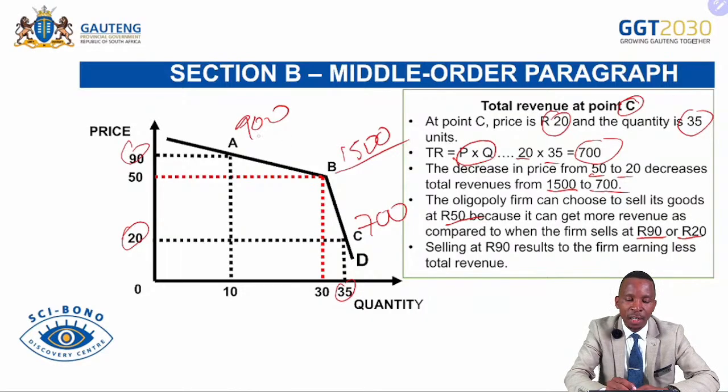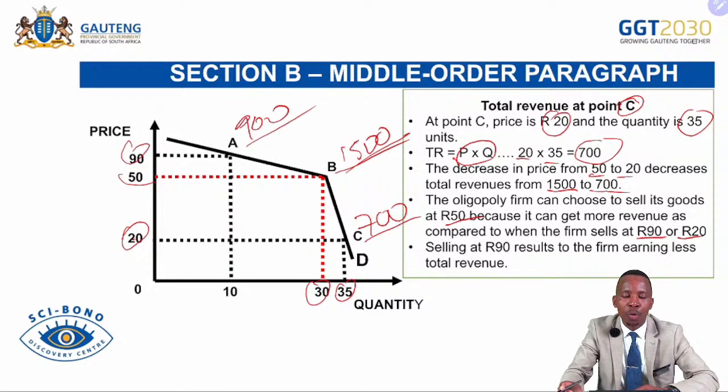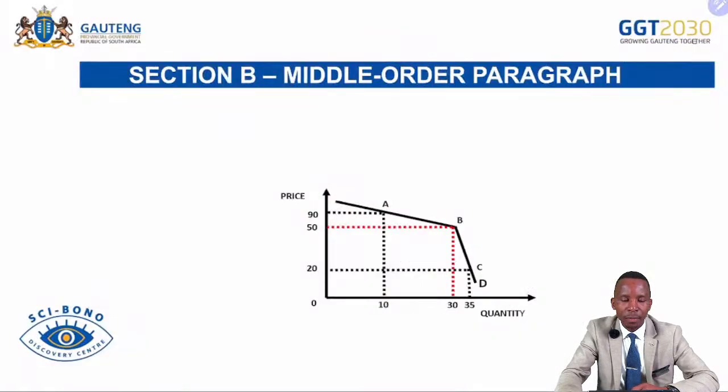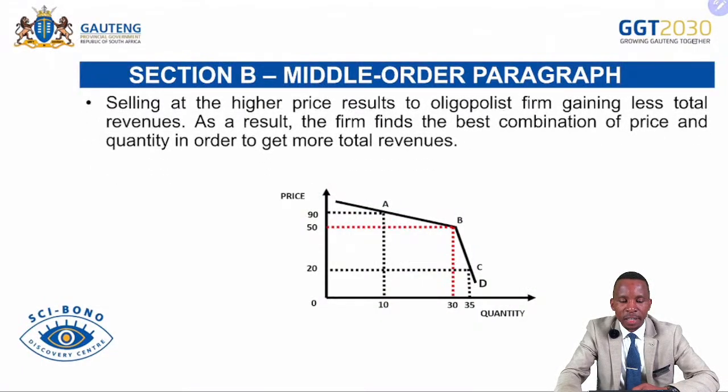As you can see, with the highest price, which is 90 rand, they get 900 rand. 50 rand is to 30 units, 1,500. And then 20 rand is to 35 units, 700. Then the firm will always choose to produce at point B and sell at point B because total revenues will be more than when the firm is producing at point A and point D. And then selling at the higher price results in the oligopolist firm gaining less total revenues.